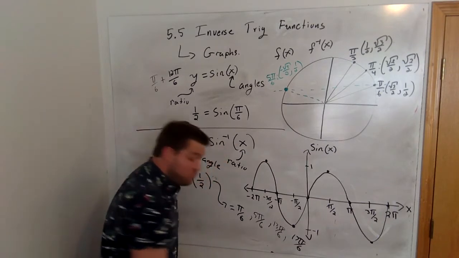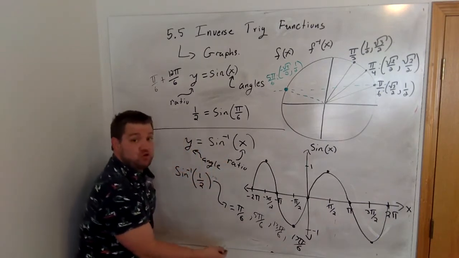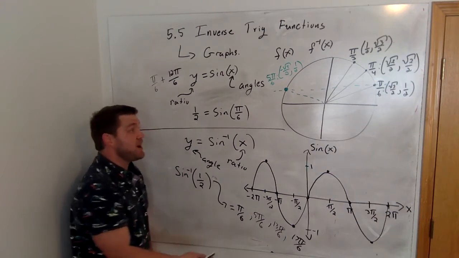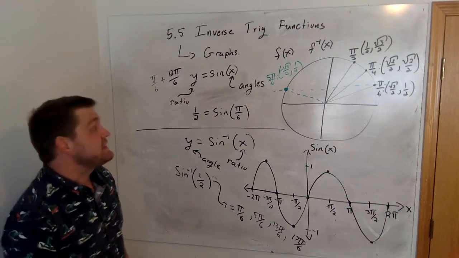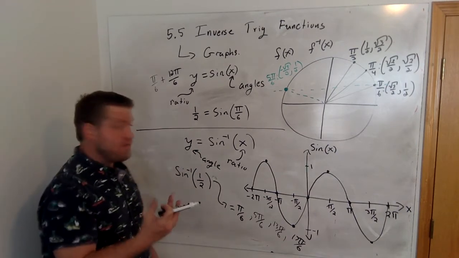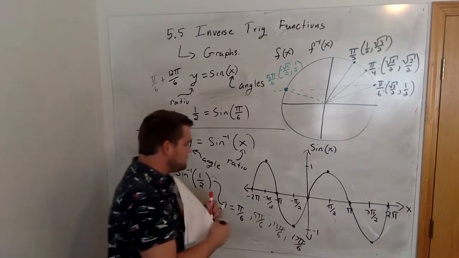And then add another 2 pi, add another 2 pi. Or you could subtract 2 pi, subtract 2 pi. There are an infinite number of angles that spit you out a height of 1/2. We could also see that on the graph of sine. Take a look.